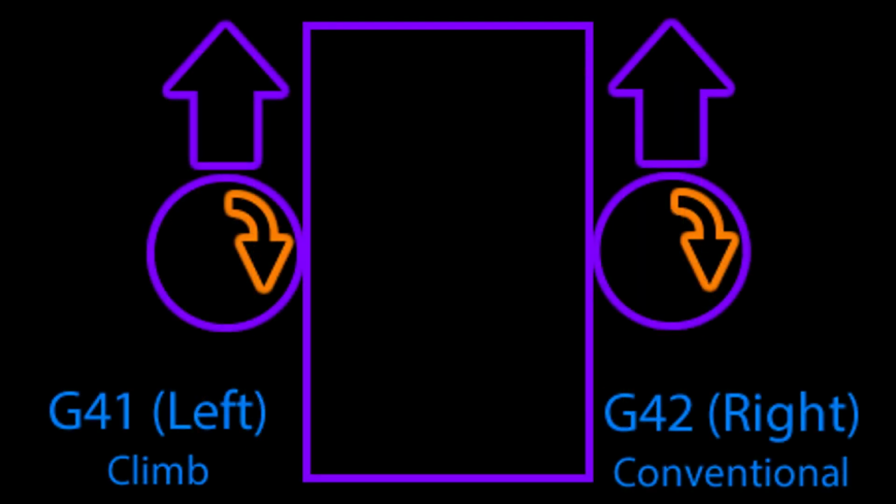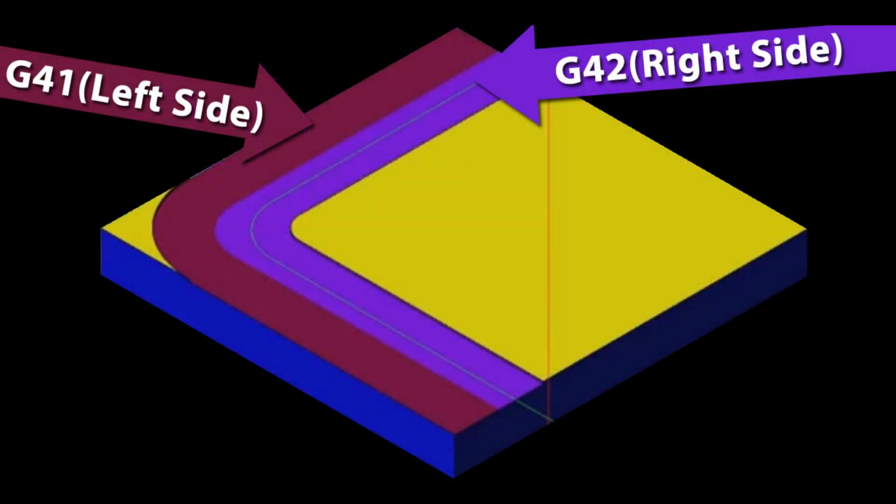G41 is used for a left climb with a right-handed cutter direction, while G42 is used for a right conventional approach. But what does this exactly mean? G41 will compensate to the left-hand side of the program path from the radius of the tool, while G42 will have the tool move along the right-hand side of the program path to compensate for the radius of the tool.